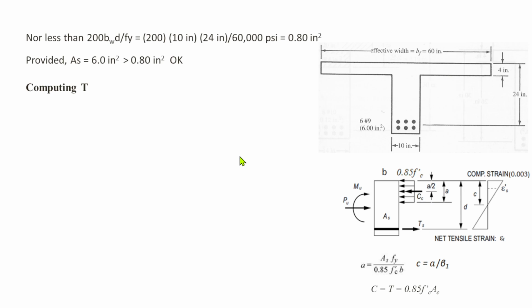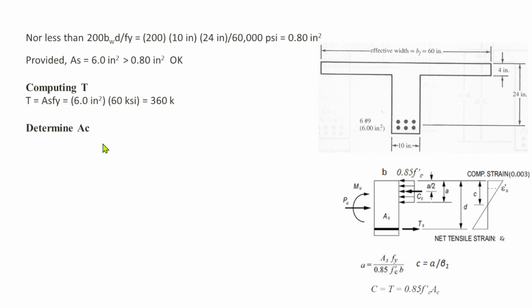The next step is computing the tension force. We need to calculate the tension force, which is equal to As times fy. So the steel area is 6 square inches times the steel strength, 60 ksi, which is equal to 360 kips. So that is the value of T.